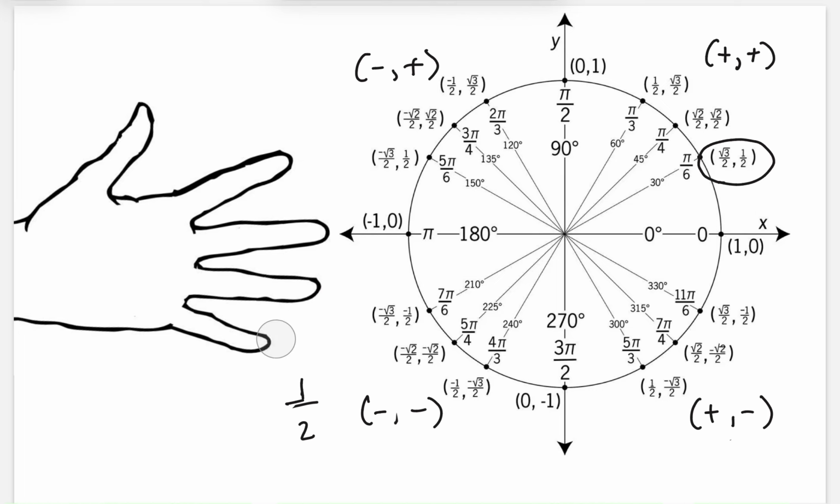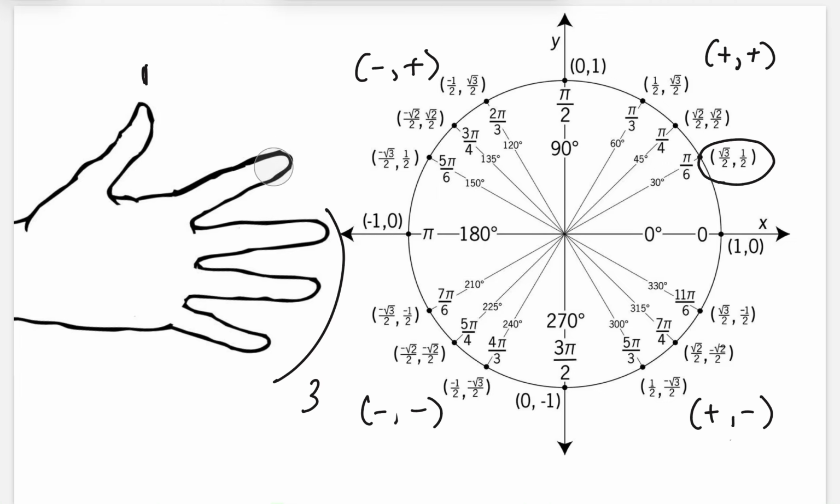Now, the opposite of that, if I had 60-degree angle, so let's say I bend that finger in, then I have 1 finger to the left and I have 3 fingers to the right. So that reminds me that I'm going to have 1/2 and then square root of 3 over 2.